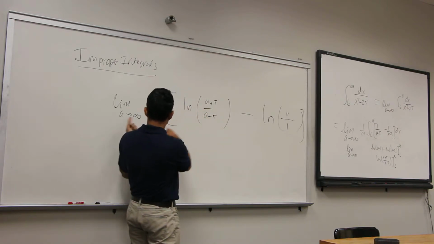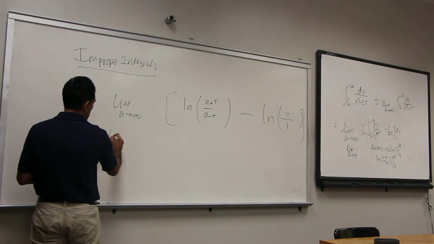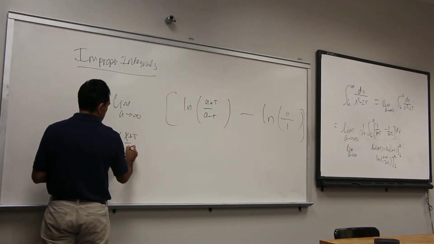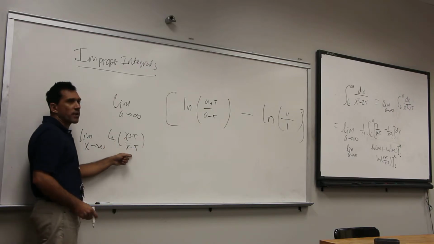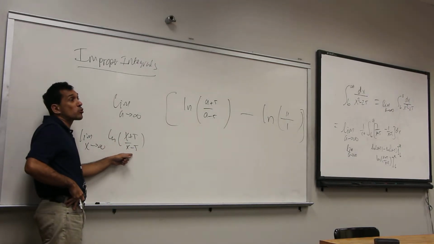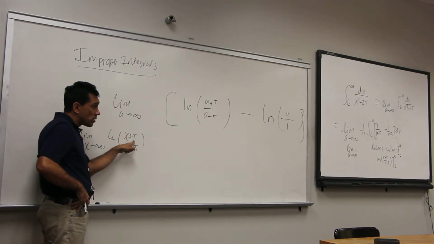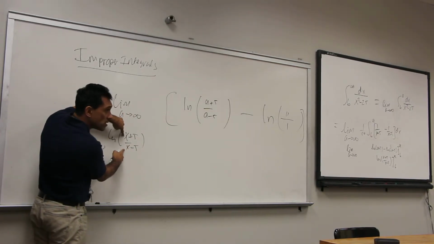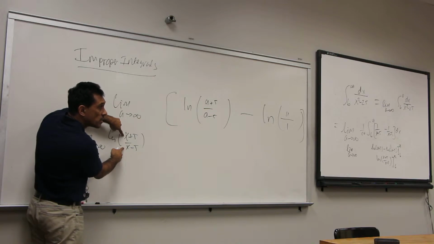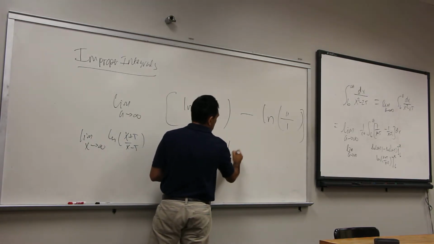If you want, you can change this to x. The limit as x goes to infinity of ln of x plus 5 over x minus 5. Same thing, yes? x plus 5 over x minus 5 goes to what as x goes to infinity? 1. Right, it's a rational function. Degree of this is 1, degree of this is 1. So you take the leading coefficients: 1 and 1. So this goes to ln of 1, which is 0.